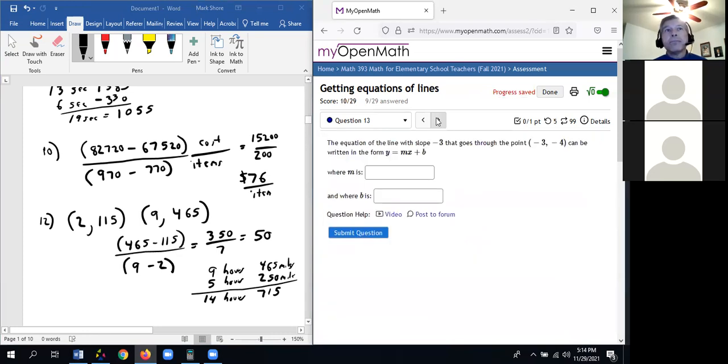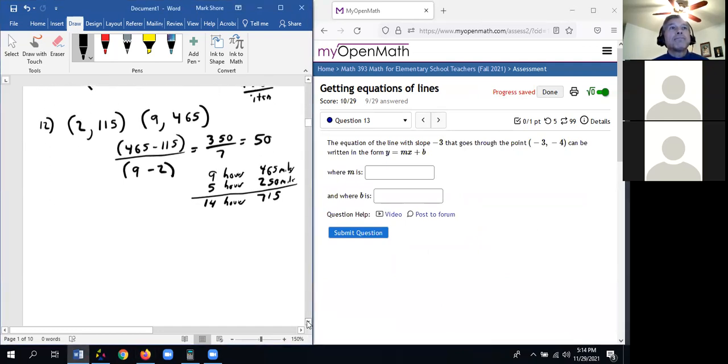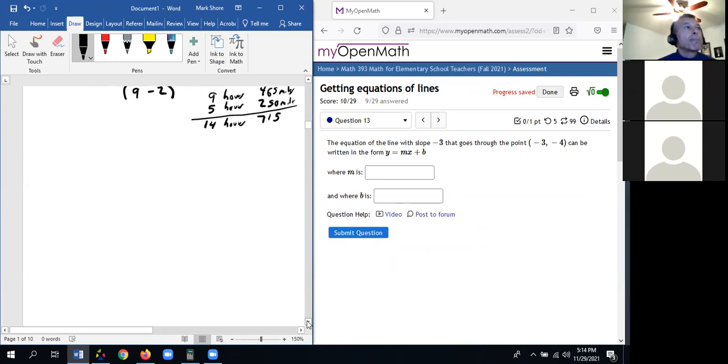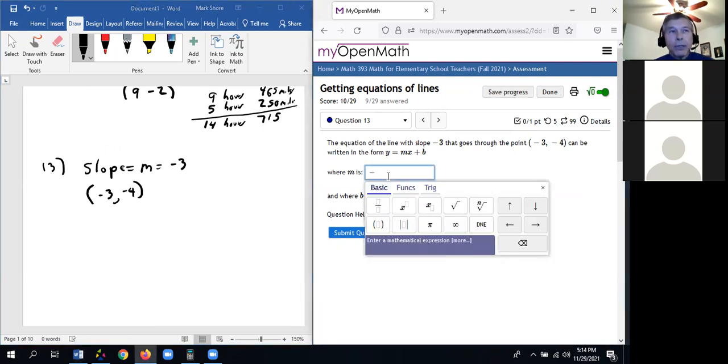All right. So you can always pause these. If you watch the video on this, you can always pause it. Okay, let's check this one. On 13, it gives you a slope. The slope, which is labeled M, is -3. And then it also gives you a point. The point is (-3, -4). So what they want is the slope, where M is what? Well, it gave you. The slope is -3.